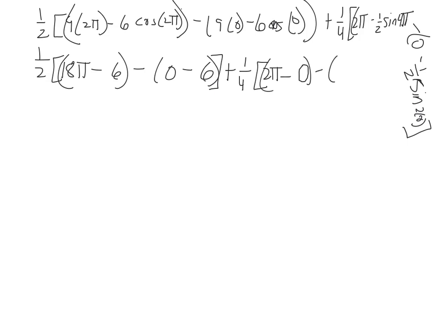Minus 0, minus sine of 2 times 0. The sine of 0 is 0.